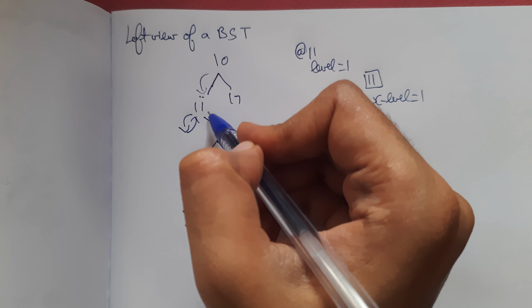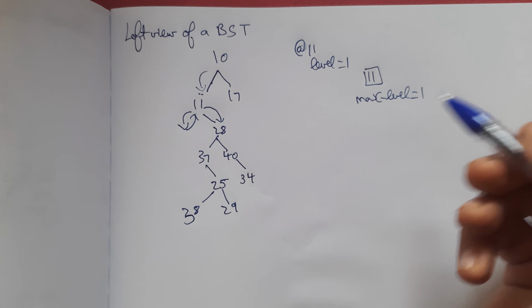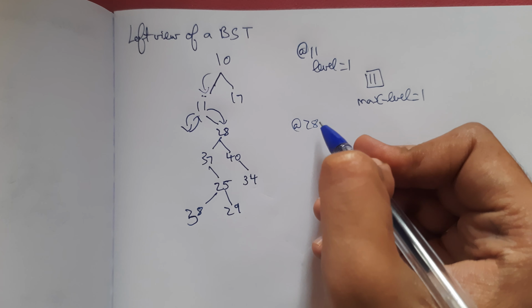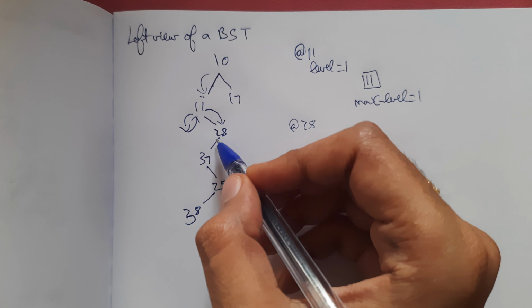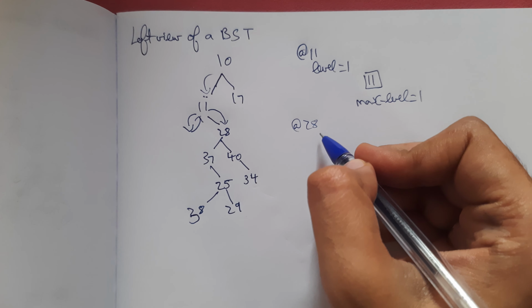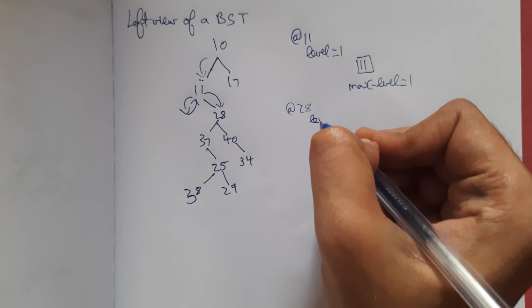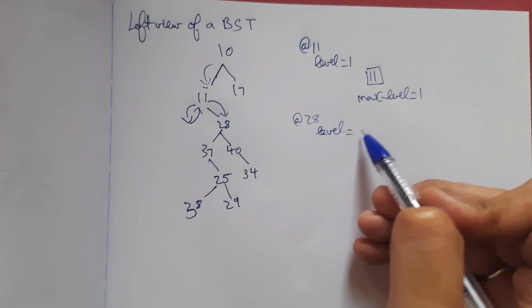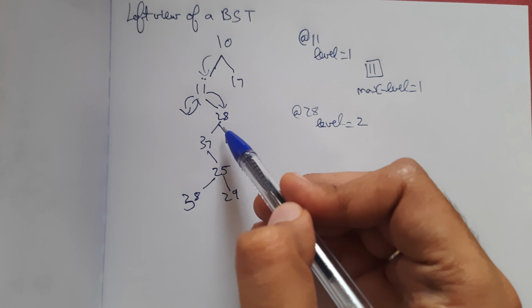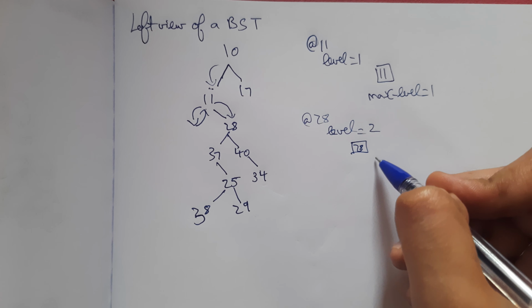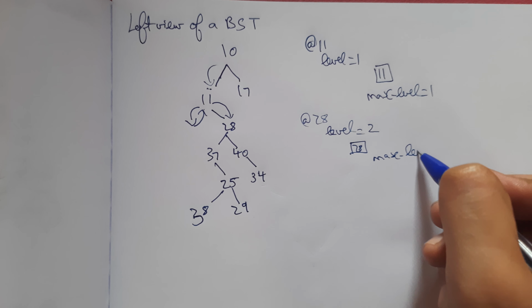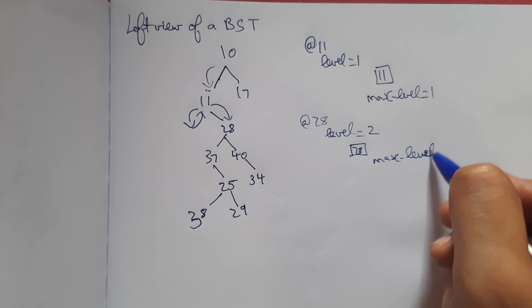We now go to the right subtree of node 11, which is node 28. At 28, we check the if condition. The value that is passed in the recursion will be 2, which is level plus 1. So at node 28, the value of the variable level is equal to 2. We check if the value of max level is less than the current level. Since that is the case, 28 will also be printed, and the value of max level is equal to 2.